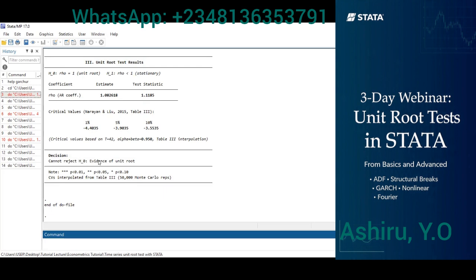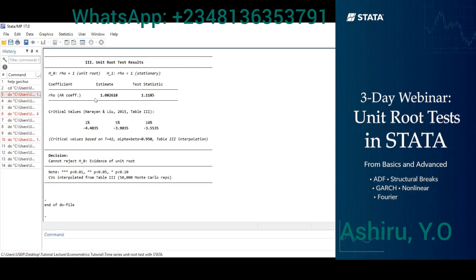You don't even need to disturb yourself because you have the decision here. It says cannot reject H naught. This even shows that the series is explosive, because we expect these t statistics to be negative, and more negative than this. For ADF and this type of test, if it is positive, it means the series is explosive. It's not near stationarity at all. You can see the final conclusion is that it's not stationary because we cannot reject H naught. There's evidence of a unit root. Hope that is clear.